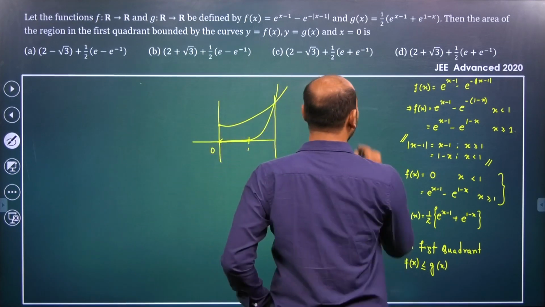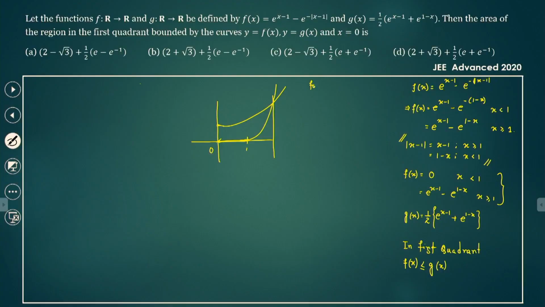So therefore we'll say that for the point of intersection of f(x) and g(x) for the x greater than or equal to 1 region, let's equate these two definitions. So therefore it says that e to the power x minus 1 minus e to the power 1 minus x is equal to 1 by 2 times e to the power x minus 1 plus e to the power 1 minus x. Now let's go ahead and solve that.